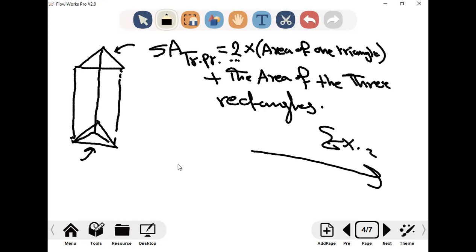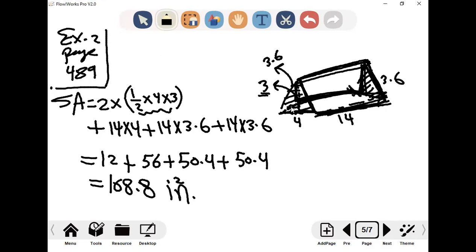So here to find the surface area of the triangular prism, first step, you find the area of one triangle, multiply it by 2. Why by 2? Because we have two triangles and they are equal in area. So 2 multiply the area of one triangle, then the area of the three rectangles. And we took an example about it, like this one here. I think this is example 2, page 489. You can see it in front of you.